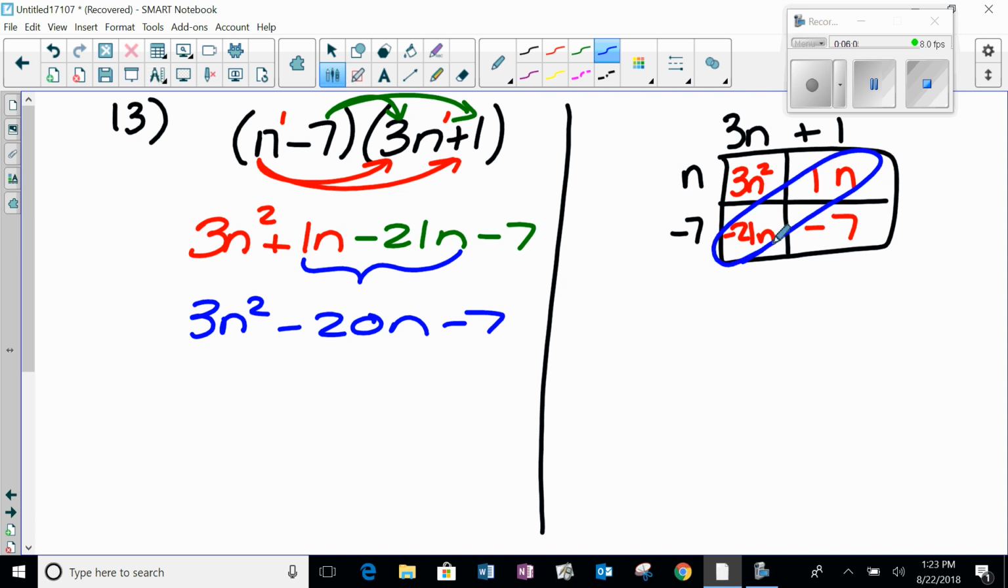Okay? So there's your like terms. We have negative 21n and a positive 1n. So the first term is your 3n squared minus 20n, because we did the subtraction, and then minus 7. So you get the same answer no matter which way you do it.